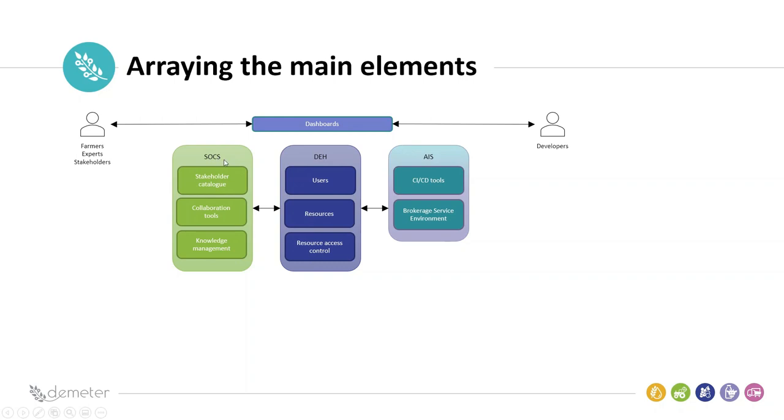The collaboration space includes mostly the catalog of the stakeholders, the tools available to collaborate, and the knowledge, how it has been accumulated and managed in this space. The hub, in essence, includes the users, the resources that are available through the hub to these users, and the access control that these users have to these resources. So it covers licensing and all these kinds of accesses. The integration space on the right-hand side includes all the tools to provide and facilitate the integration, continuous integration and continuous development of the DEMETER applications. It also includes the appropriate service environment for the runtime support.